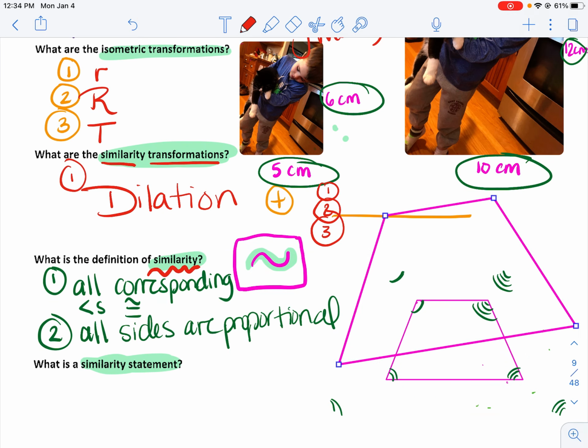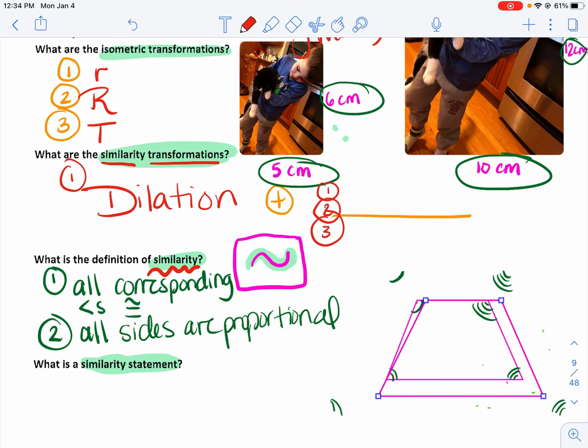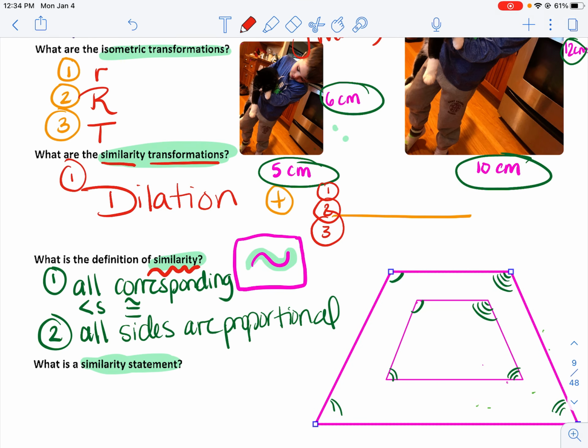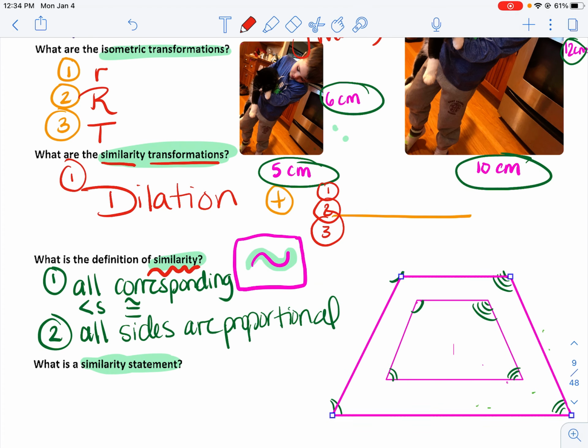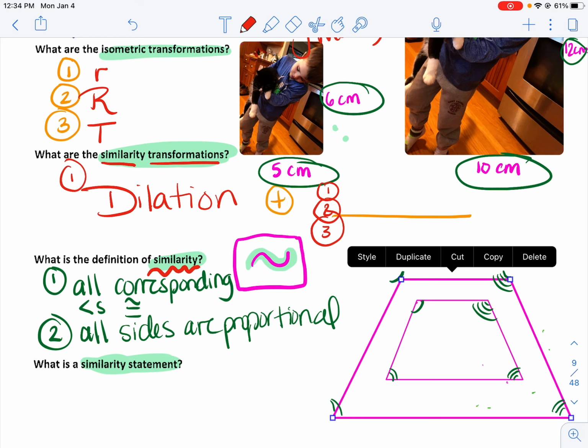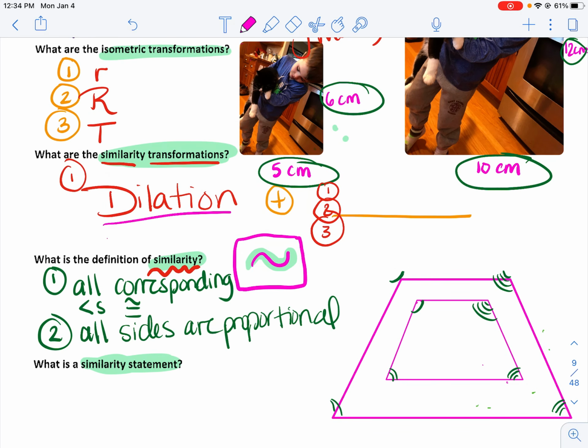Or let's say I took this and I made it bigger, right? So it started like this. I made it twice as big, and then I translated it. That would also be a similarity transformation. So when you hear that word similarity transformation, it means you're doing a dilation and one of the 3 things.